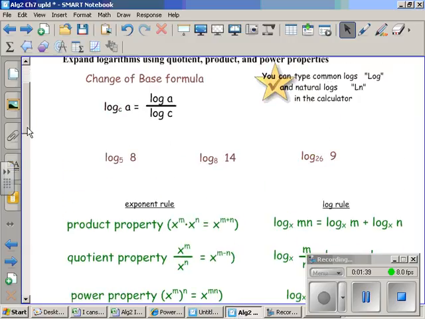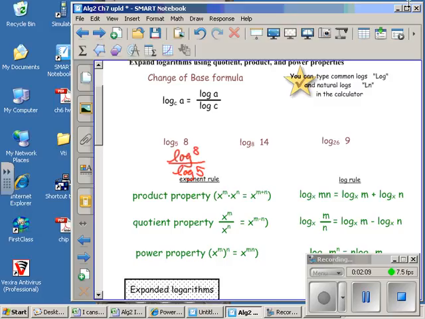The change of base formula is log base C of A. You take the A at the top and the C on the bottom, and then you just plug in your calculator. Log of A divided by log of C. So for log base 5 of 8, it would be log of 8 over log of 5. And I would just plug that in my calculator.